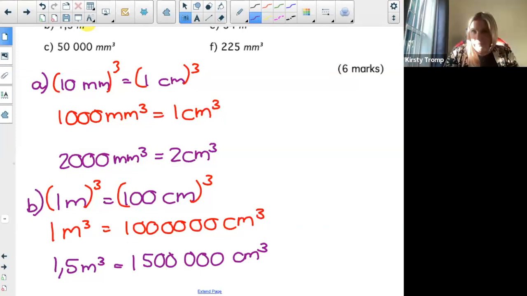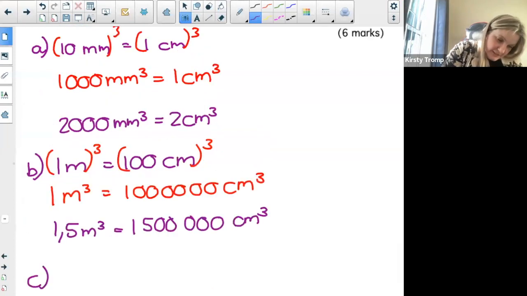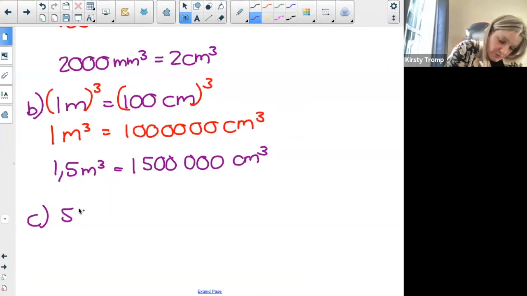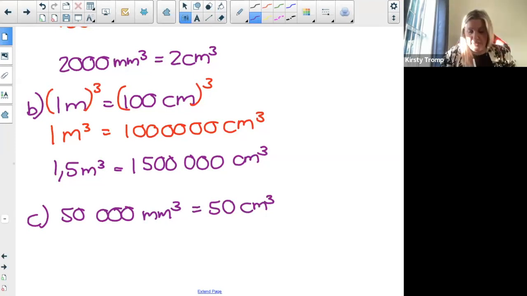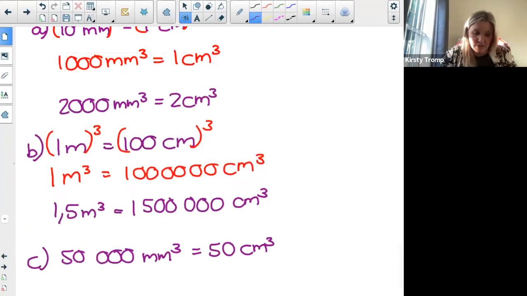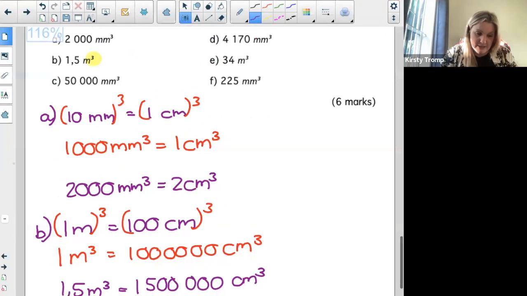Okay, and the last one, we've got C. They gave us 50,000 millimeters cubed. We already know that 1,000 millimeters cubed equals 1 centimeter cubed. So this is going to be 50 centimeters cubed. Nice and easy. All right, let's go have a look at the other side.